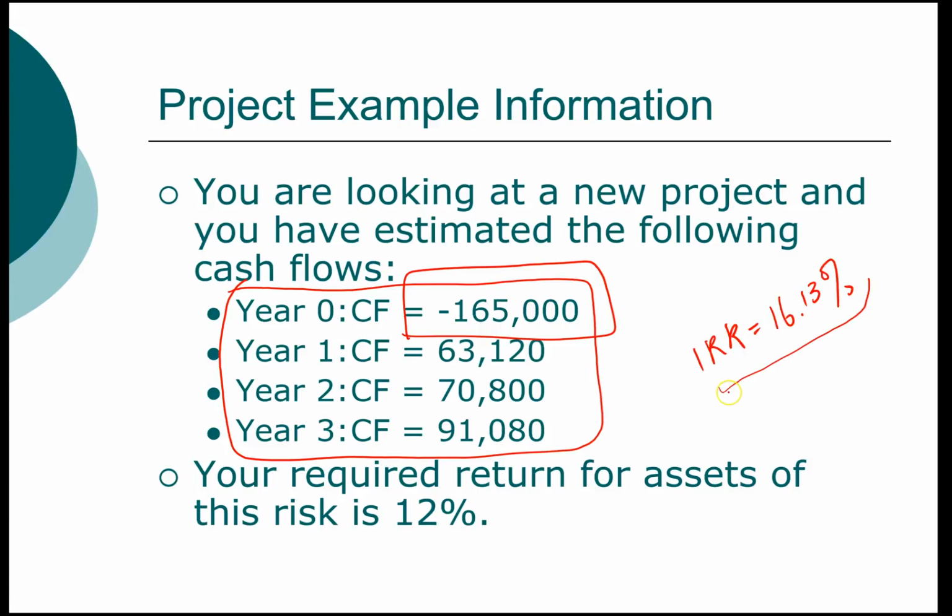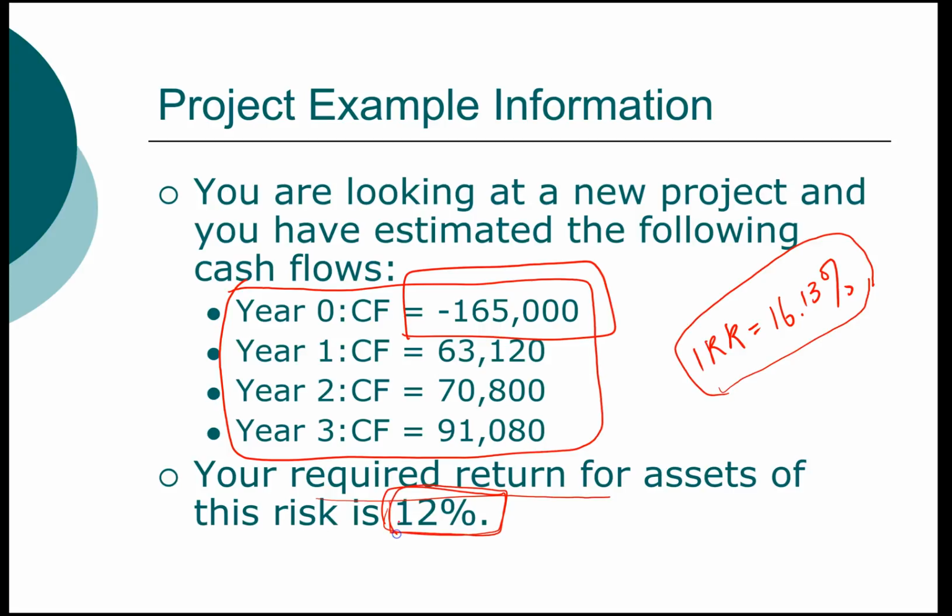Now, how do we use the information we just computed? Is 16% good enough? Is that a high enough return, or is that too low? To answer that question, we have to look at another factor, and that is the required return for projects of similar risk. So this is typically the discount rate that you will use to compute net present value. So now this is our benchmark.